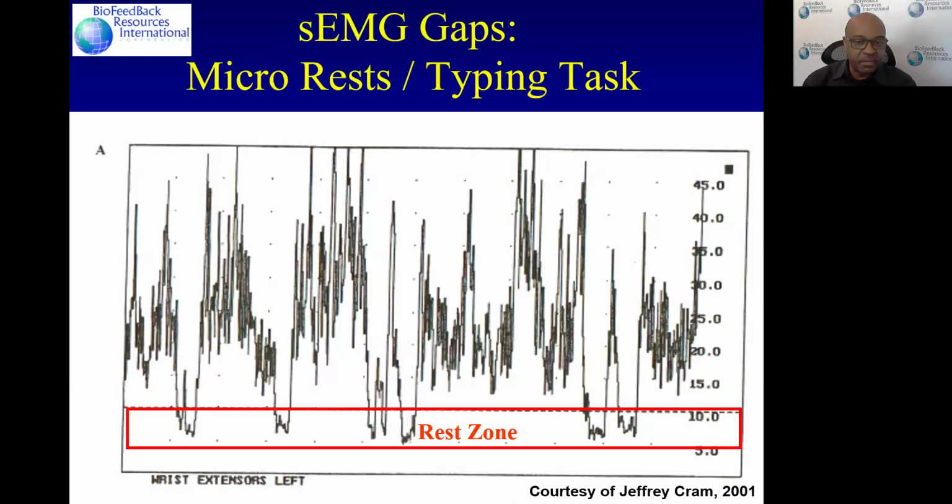This is, again, something that Jeff Cram had done, is he was having people type and then take breaks while they're typing. And what they needed to do is be able to relax to below a certain threshold for it to count as rest. And then once they stayed down there for long enough, then they could start typing again. Of course, while you're typing, if you're measuring the activity of the wrist extensor muscles, they're going to be active because you're typing. You have to use the muscles. But when you take a break, those muscles should relax. And that can relieve the type of injuries that people get from repetitive tasks like typing.